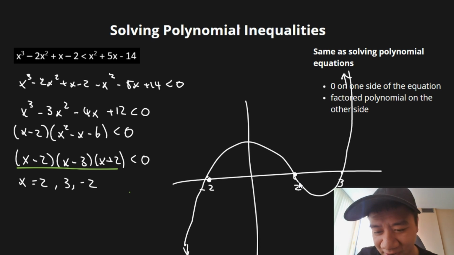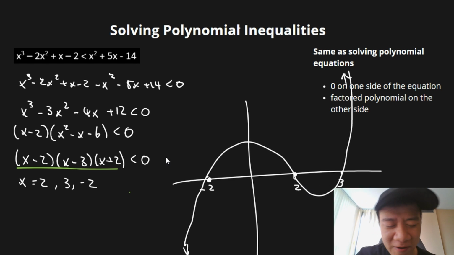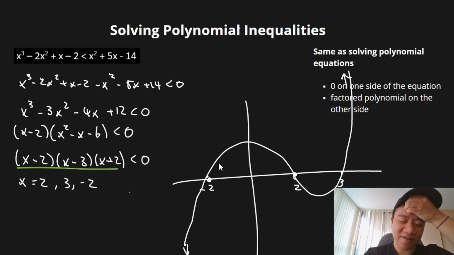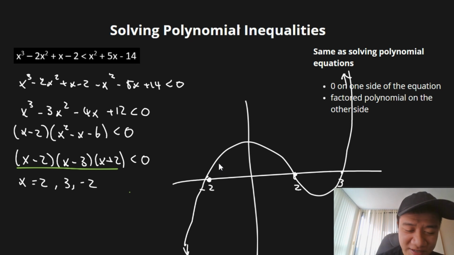The same thing goes for any number we choose between 2 and 3. So if you choose like 2.1, 2.2, 2.3, 2.4, 2.5, we substitute in here. Since our graph is below the x-axis, it's going to be less than 0. So the way we write this out is using interval notation. So our solutions are x.